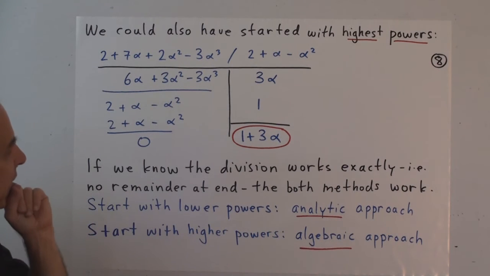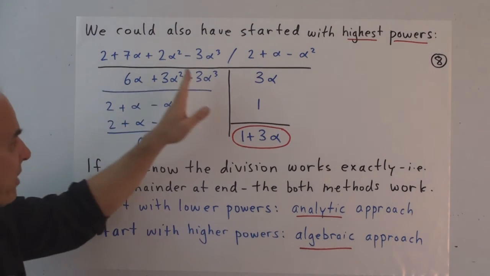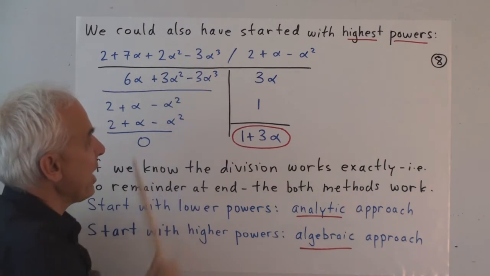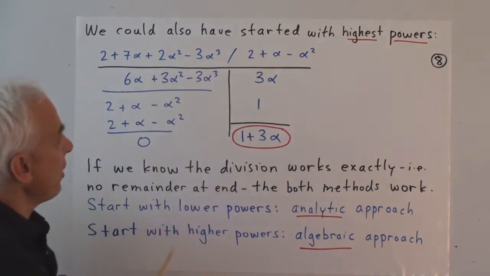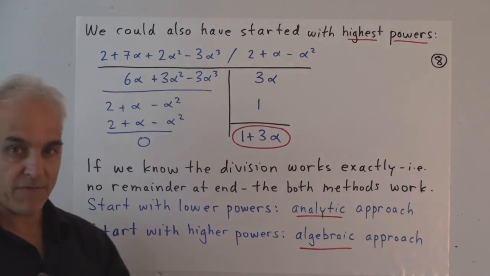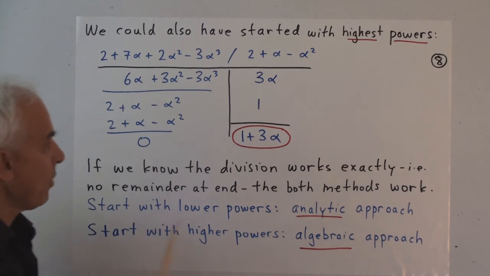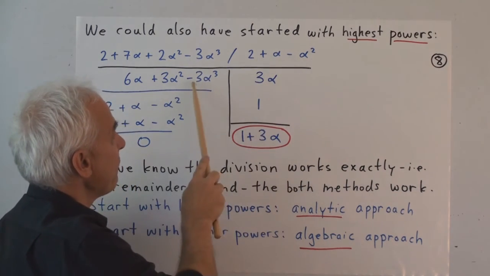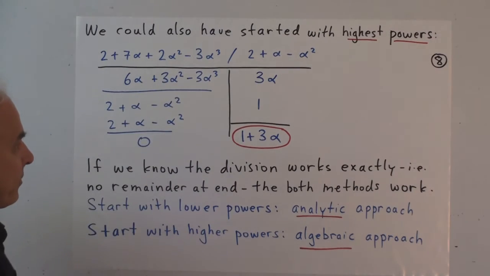Now what we're going to do is think about starting not with the lowest order terms, but rather the highest order terms. The highest order term here is a minus 3 alpha cubed. So how many of these things will fit in here in order to get rid of that minus 3 alpha cubed? We want to sort of cancel it. Well, 3 alpha of them. If we take 3 alphas of these, then we'll have minus 3 alpha cubed. Then when we subtract, we'll get 0.